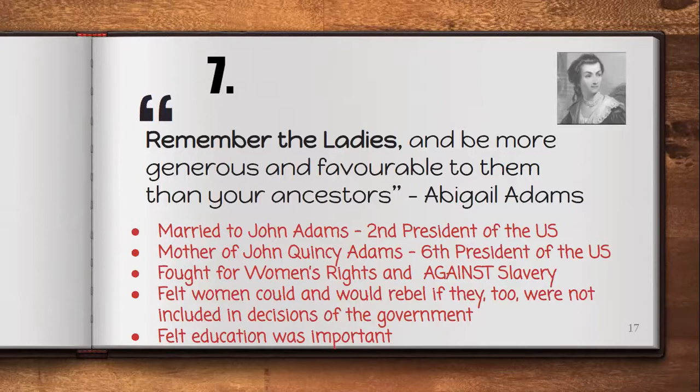She wanted women to be able to speak up more and felt that women were going to start rebelling and causing problems, which happens about 100 years later, if they weren't included in decisions in government and couldn't hold political offices and couldn't vote. Women's right to vote did not happen nationwide until 1920.